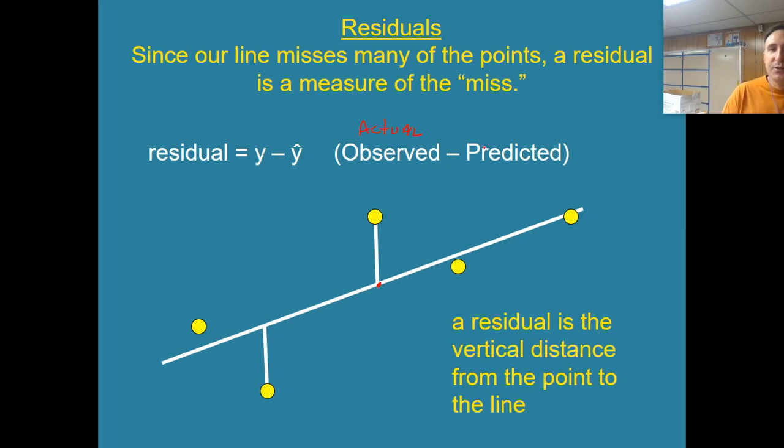If we're doing actual minus predicted, this is a bigger y value, right, than what we predicted. So this would have a positive residual. And here we overestimated, right? Our line was higher than the actual point. So our actual would be lower, and we subtract the predicted, and this is going to have a negative residual.